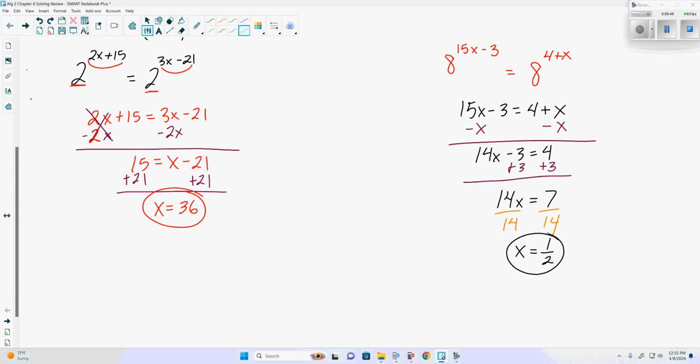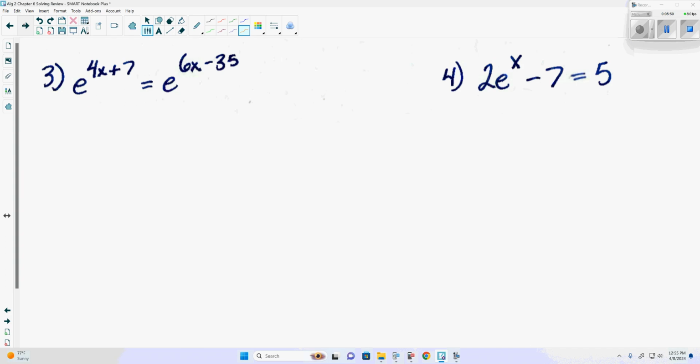We ready for the next one? e to the 4x plus 7 is equal to e to the 6x minus 35. Well, the bases are both e, yes? But are they still the same? Yeah. So it's just telling us 4x plus 7 is equal to 6x minus 35.